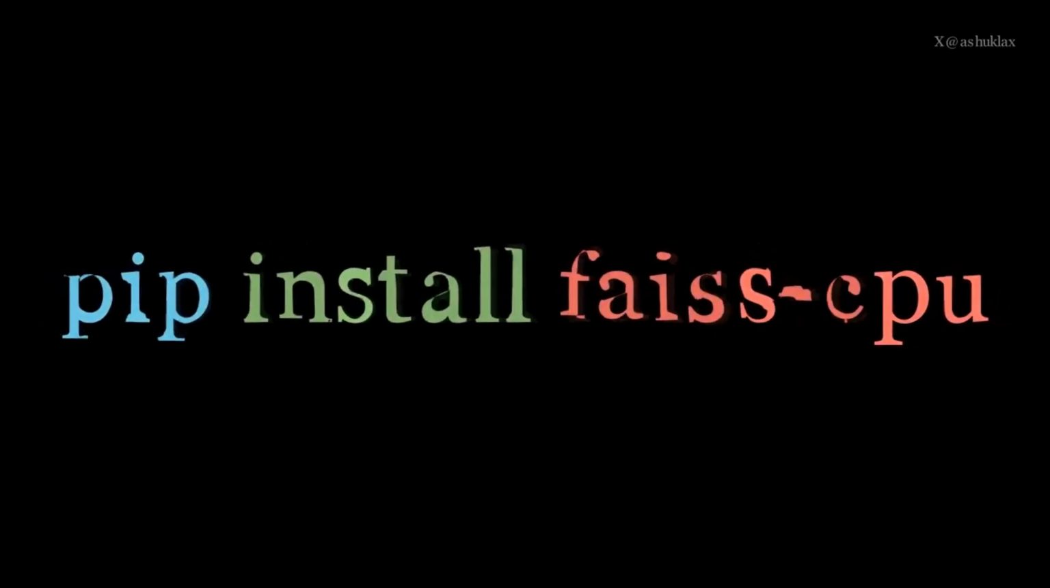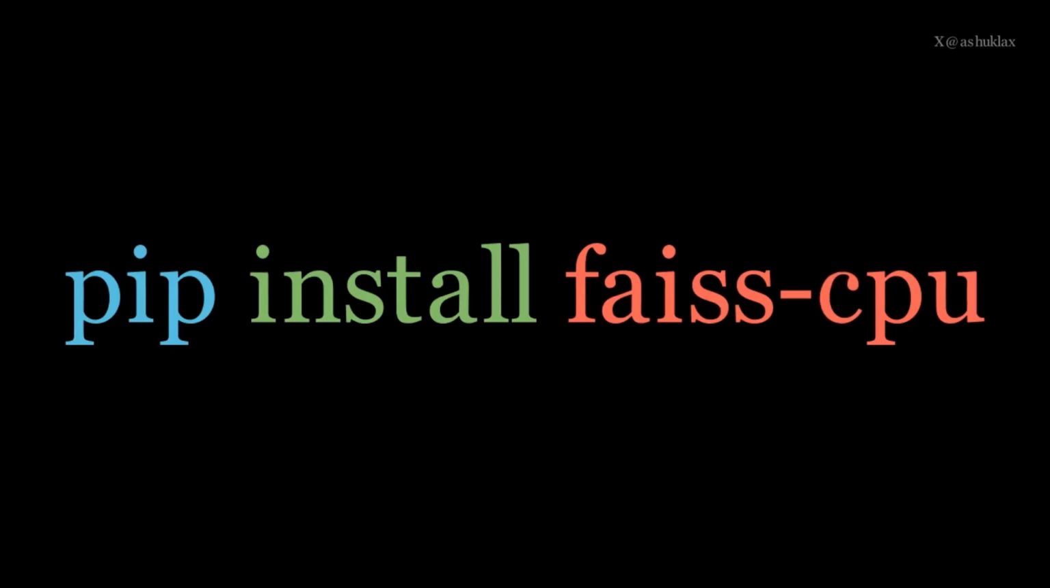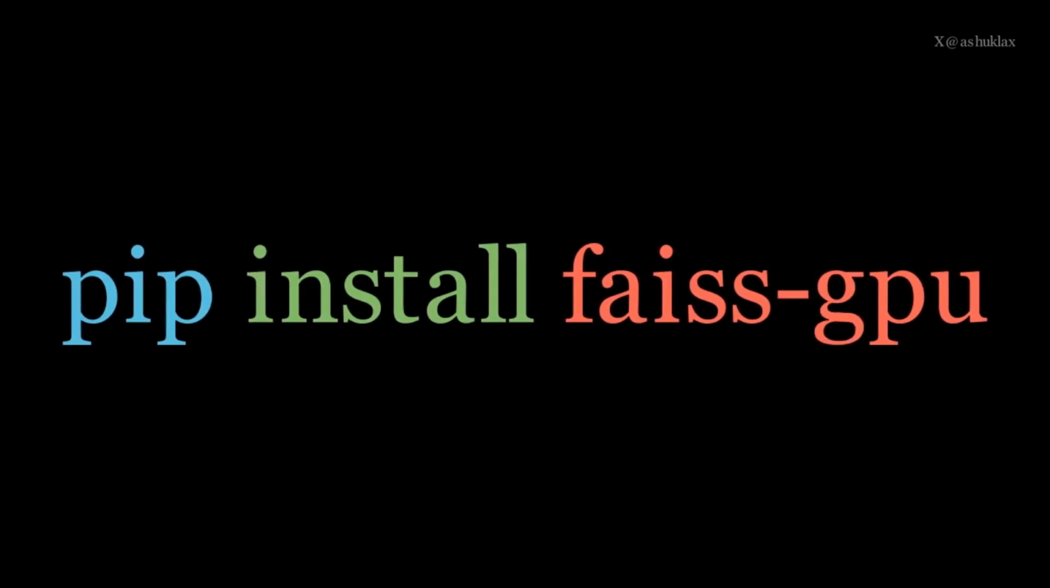Currently, the supported way to install FAISS is through Conda, but we will install it through pip. Just open a command prompt window, and for CPU installation, type pip install faiss-cpu. And for GPU installation, type pip install faiss-gpu.